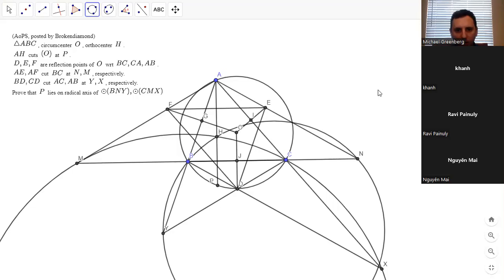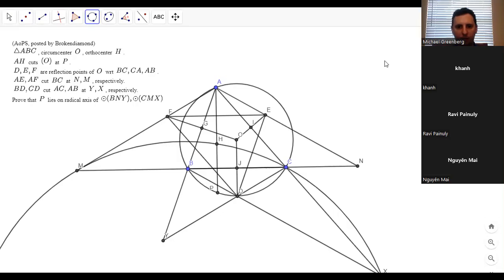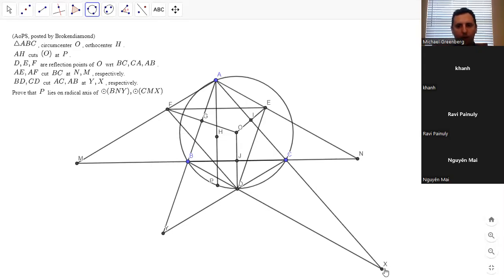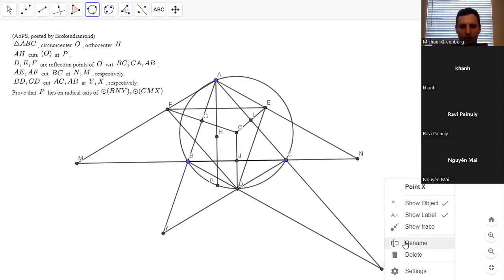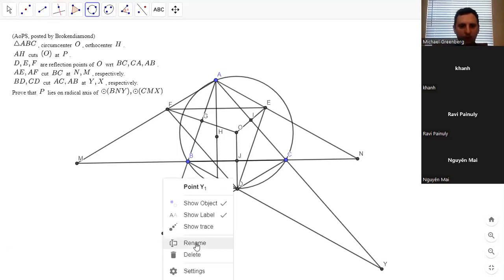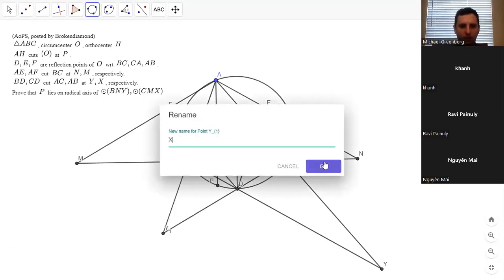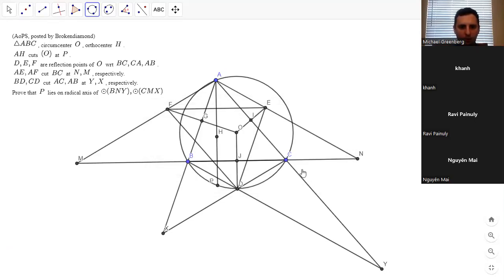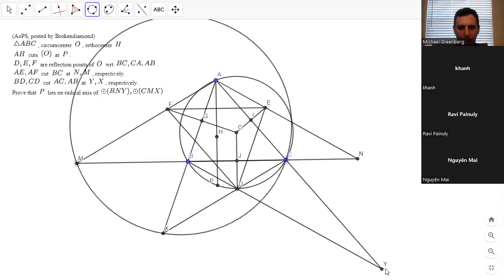Sorry, but can you repeat? Oh yeah, let me check the chat. X and Y are wrong. Okay, did I draw, so BD cuts AC at, oh, I flipped X and Y. Oops. So this should be Y and this should be X. Okay. So really, it's these circles, B and Y.